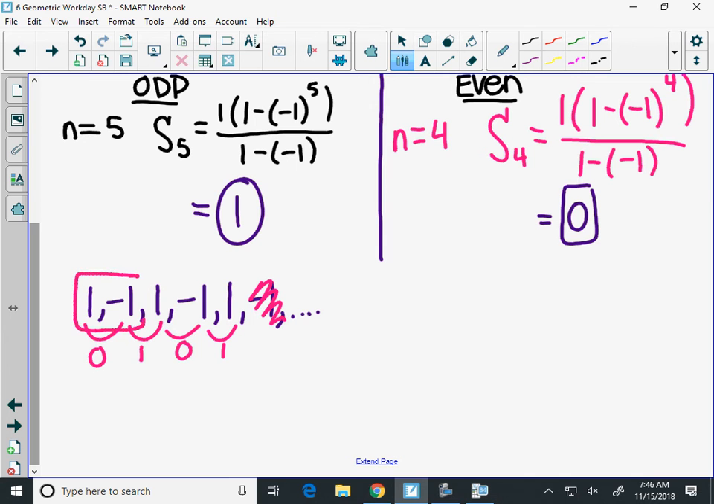The pairs for even are always going to cancel out to be 0. So when you have an odd term, that doesn't have anything to cancel out with, so it's just positive 1. However, for this even case, it's always 0, again, because those pairs add up to 0 and they cancel each other off. Okay? So just kind of a fun way to look at that one.